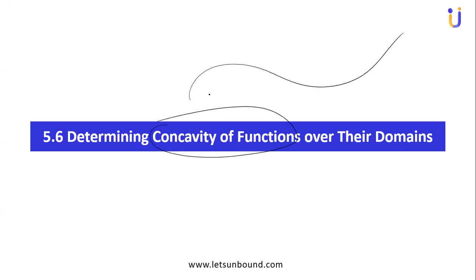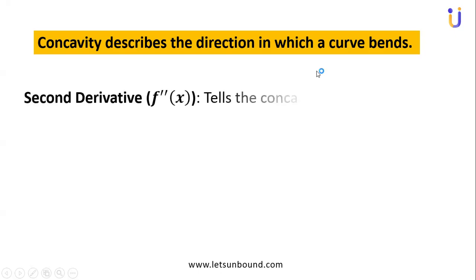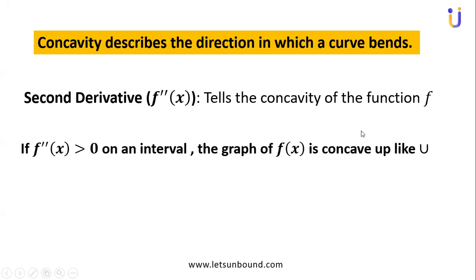If I draw some function like this, it's concave down from here to here, it's concave up from here to here. And graphically, it's quite easy. If it's facing up like a U, concave up; facing down like an inverted U, concave down, right? And concavity describes where the curve bends, in which direction, upwards or downwards. Second derivatives will tell us about the concavity.